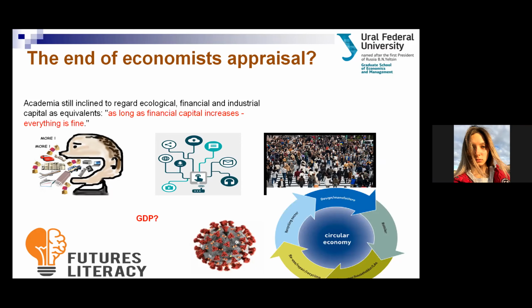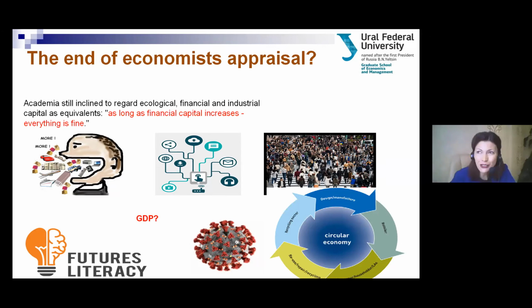Maybe it's not the best one right now. Okay, what could be the options? GDP per capita, maybe. Yeah, GDP per capita to understand what's going on exactly.